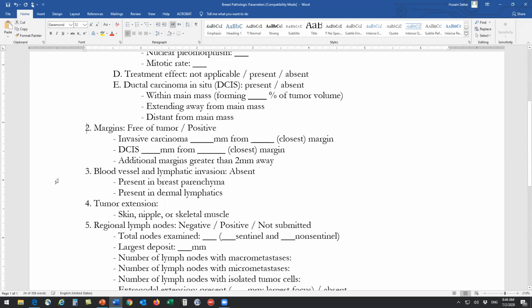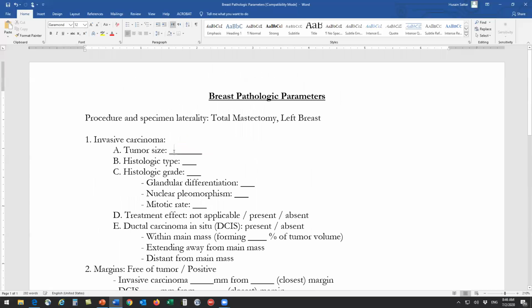Let's pretend that there's invasion. So with invasion, I'm going to enter the tumor size, which is the size of the invasion, not the DCIS. So that might be 3.6 centimeters. Sorry, let's make this red. That might be 3.6 or 3.8 centimeters. I'll then enter the histologic type, so invasive ductal.